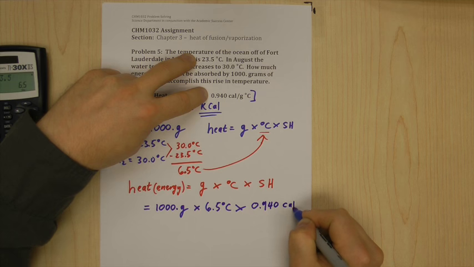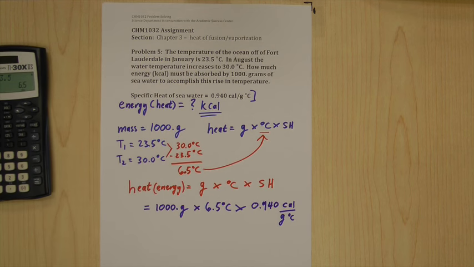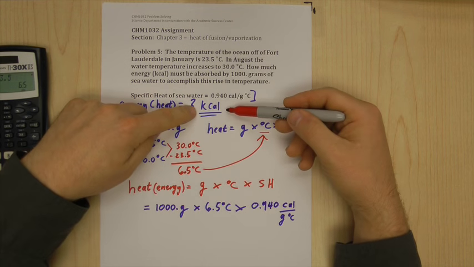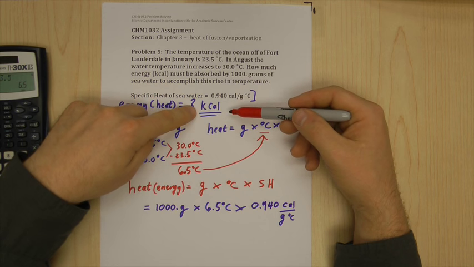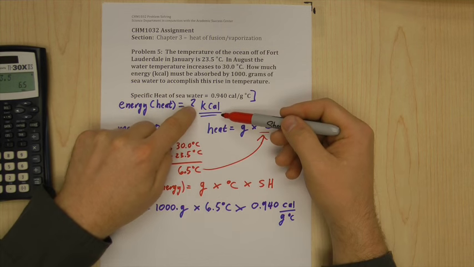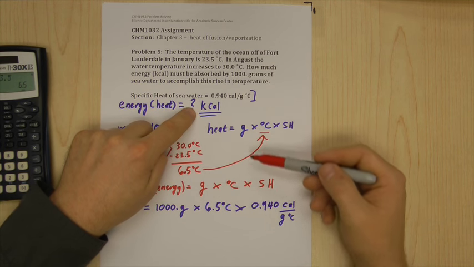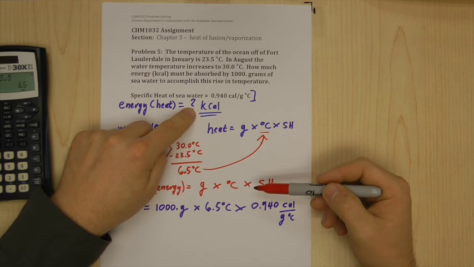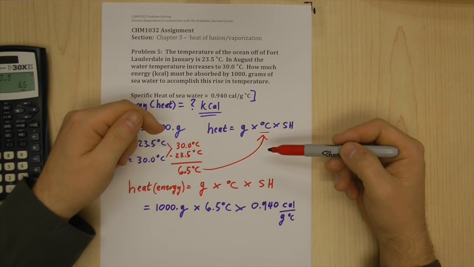0.940 calories per gram degrees Celsius. Now here's why the units have to be here. And here's what the units will show you. They'll show you when you're wrong, and they'll show you when you're right. We need to be in a unit, kcal. That's what the question tells us we have to be in. So after doing all the cancellation down here, we should be in the unit kcal. If we're not, we have to either reevaluate what we've done or convert to kcal.